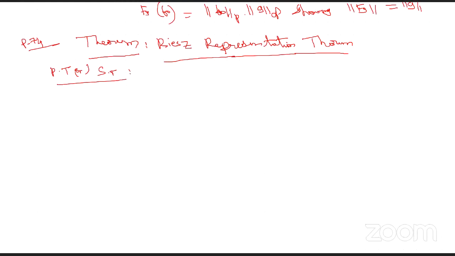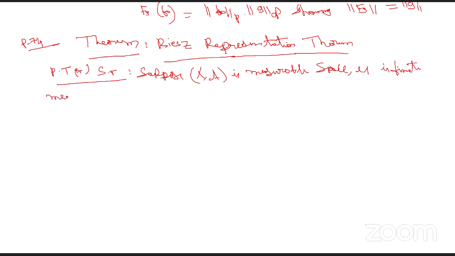So suppose X comma A is a measurable space. Mu is a finite measure on X.